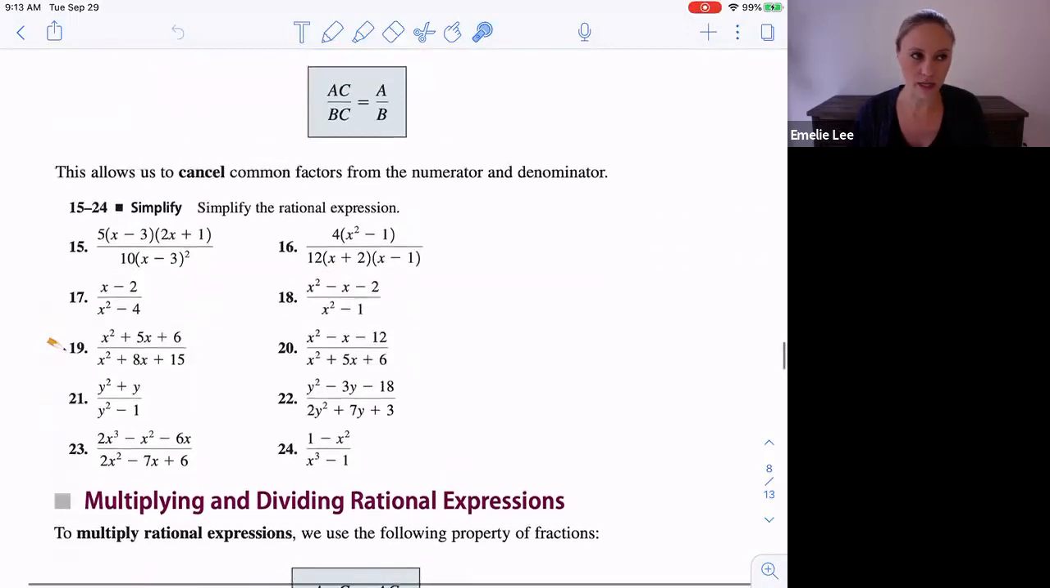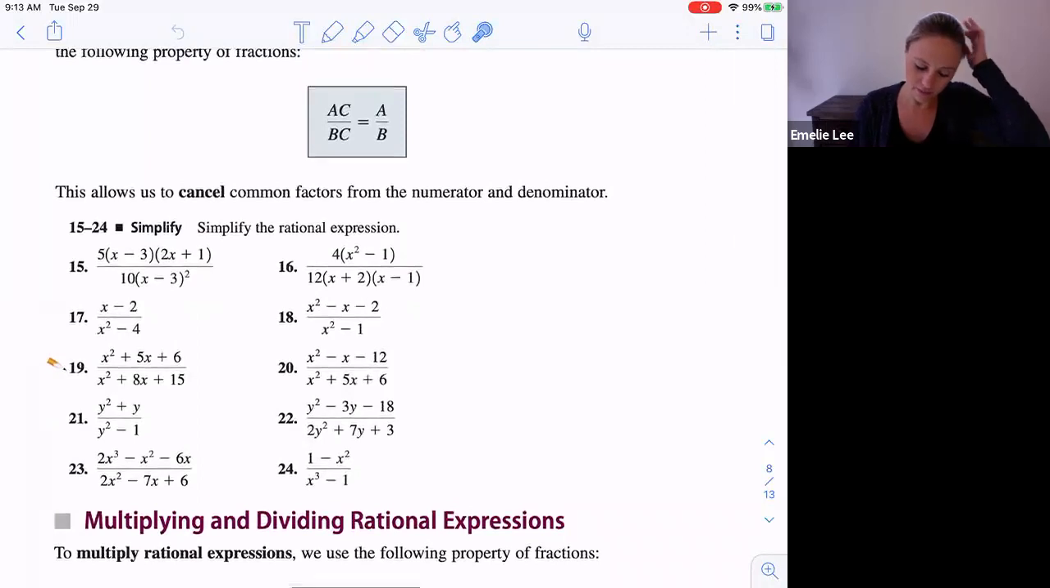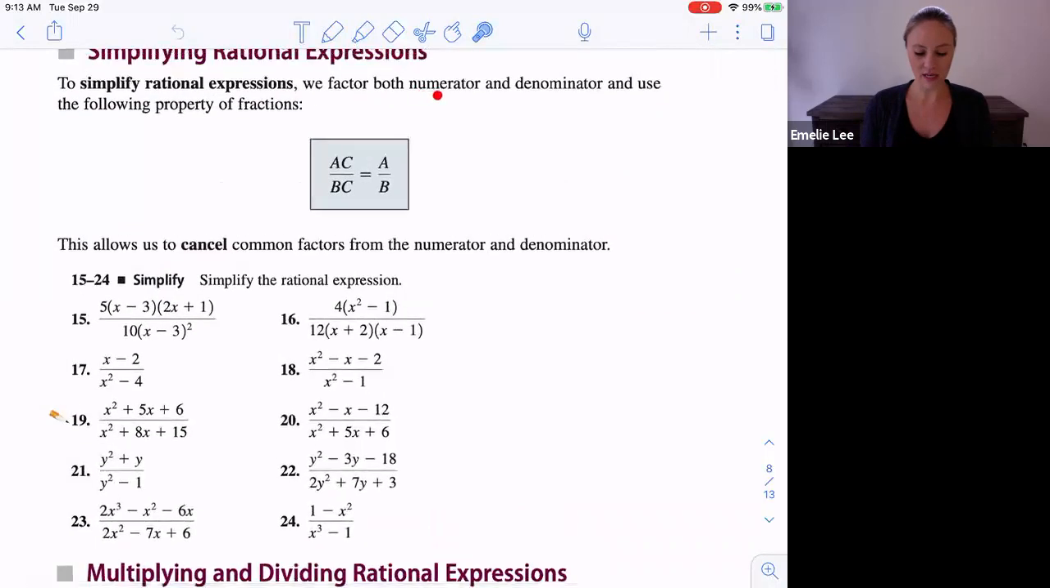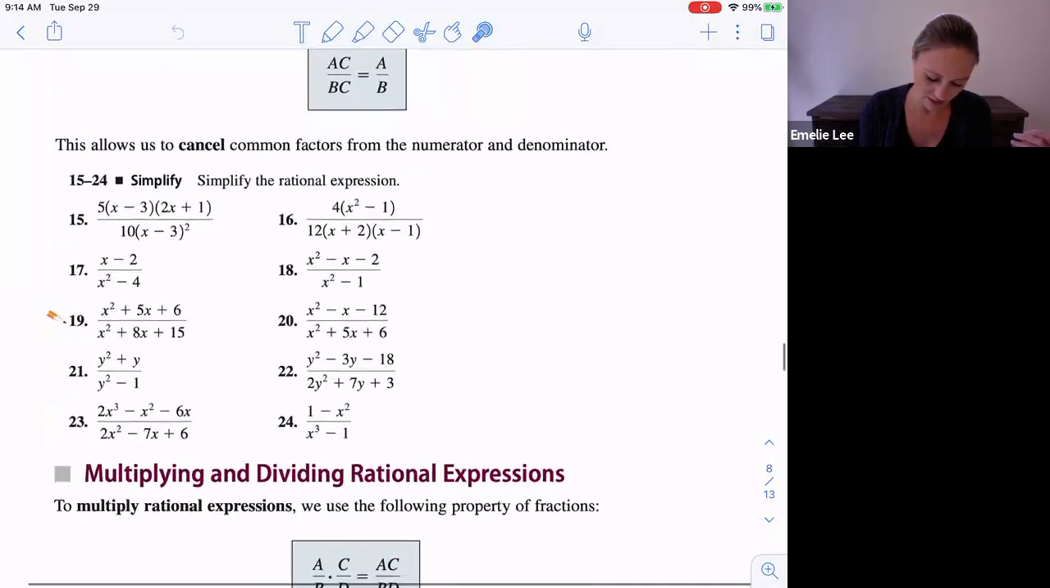So before we do that, one of the things is that we factor both the numerator and the denominator. Now, some of these, like the first ones, fine, I see an x minus 3 and it's all being multiplied and here's an x minus 3, fine. I can cancel those, 5 and 10, I can simplify. So some of these are easier. But then we get into things like x squared plus 5x plus 6 over x squared plus 8x plus 15, where we would have to factor these two and see if we're able to simplify anything in order to simplify the rational expression overall.